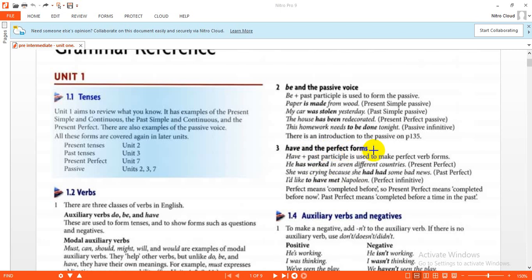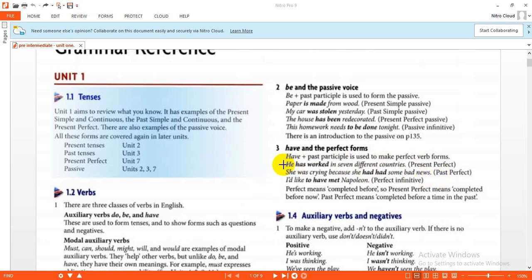Have and the perfect forms. Have plus past participle is used to make perfect verb forms. الهاف مع التصريف الثالث للفعل is used to make perfect verb اللي هو فعل تام. He has worked in 7 different countries. Present perfect. He مبني للمعلوم.